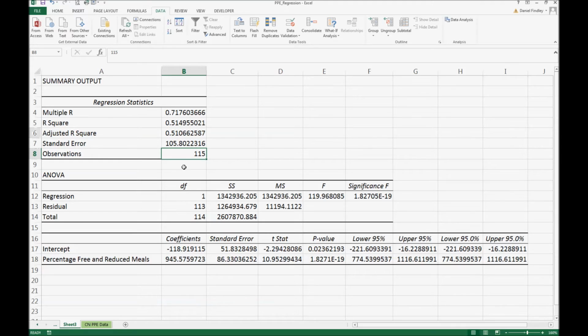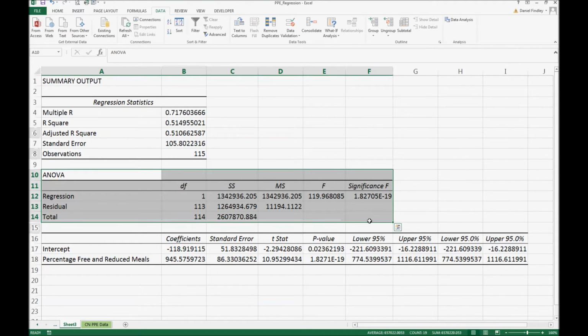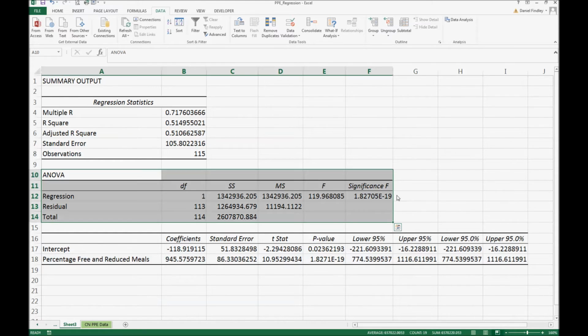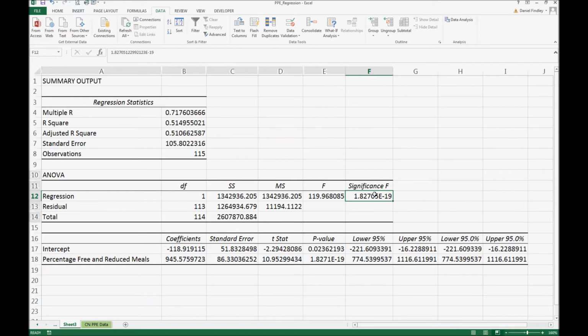We're also provided with the number of observations and the ANOVA table, which is testing whether or not our coefficients are equal to 0. That's our null hypothesis. The alternative hypothesis is that the coefficient, in this case the percentage of free and reduced meals, is not equal to 0. So we see a highly significant F test here. This is a very small value, so we can conclude that, since we only have one variable, the coefficient is not equal to 0.